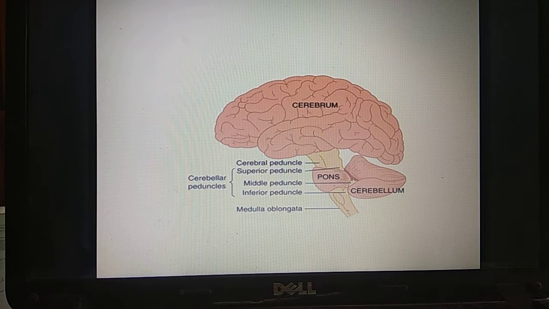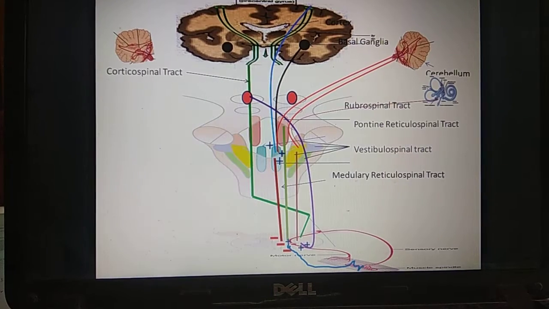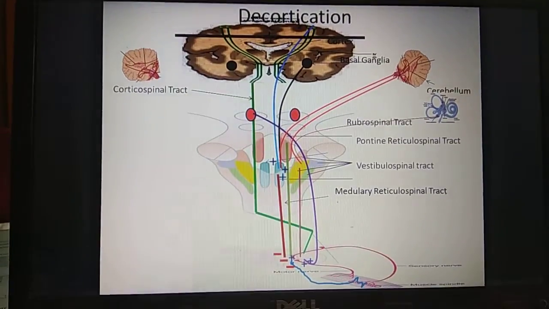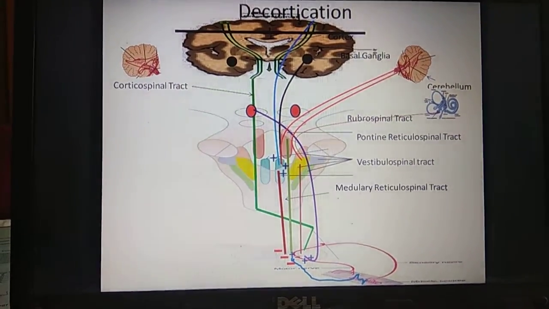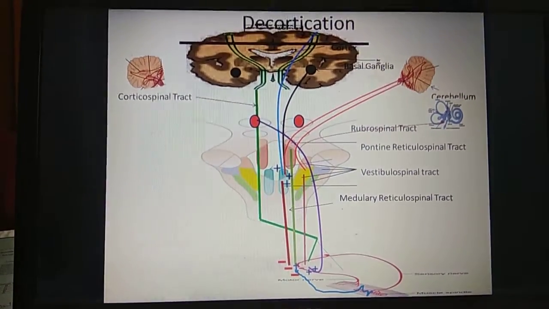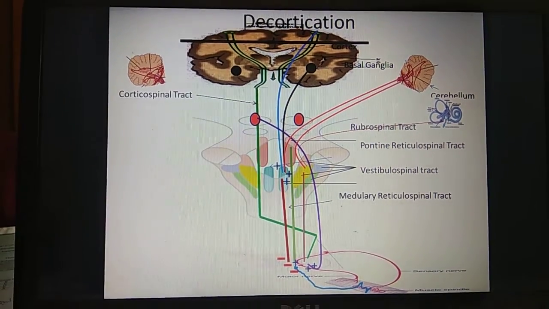Now we'll do a brief small experiment in the animal. Commonly it is done in monkeys or cats. We are simply removing the cortex. This is called decortication. We are removing the cortex now. Now see what is the effect of this.